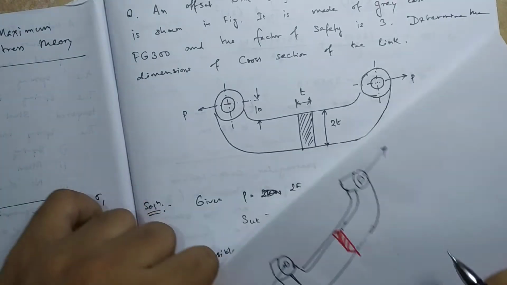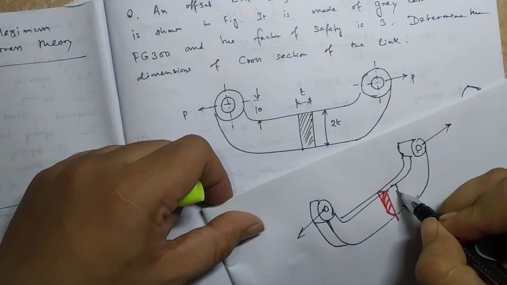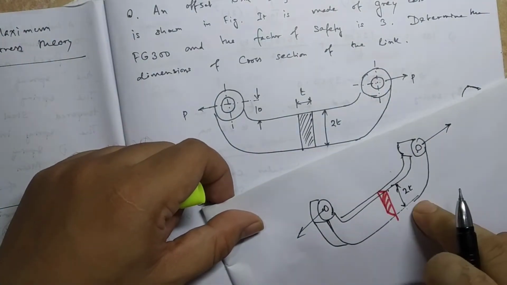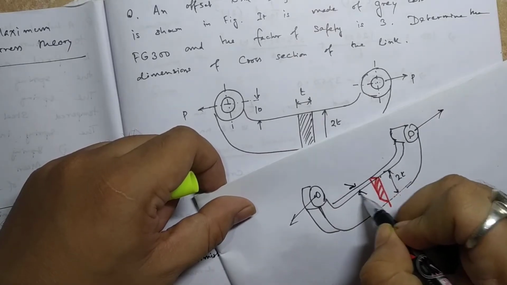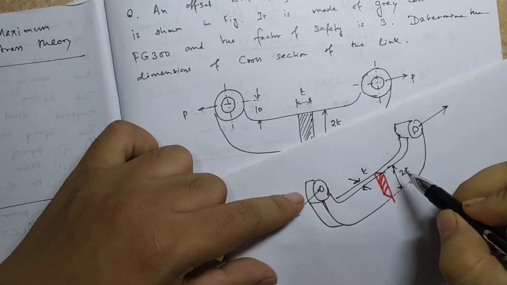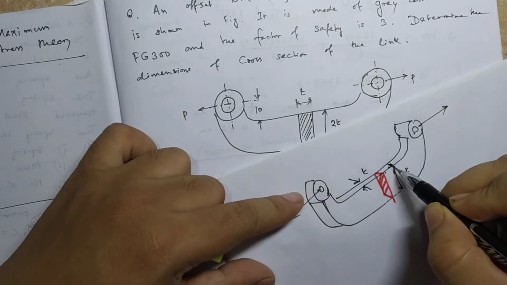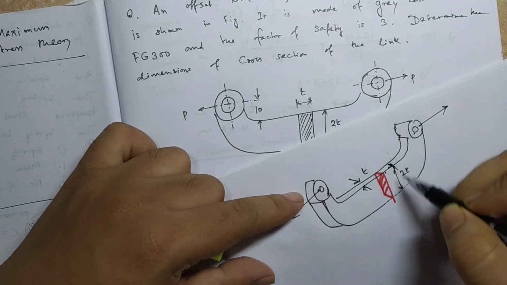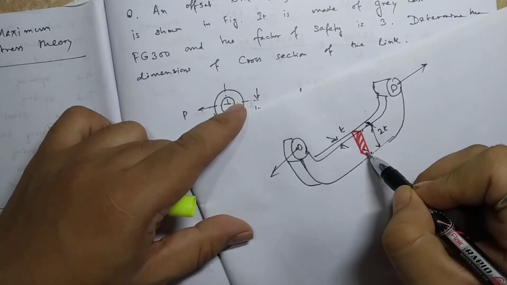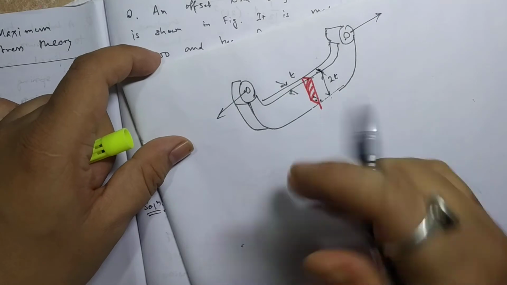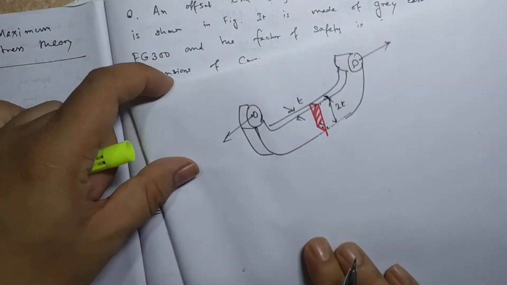Its cross section is given as: this height is 2t, and this part is t. From here to here, this small part is t and this part is twice t. Okay, t is the thickness, you can see, right? So you know the cross section of this. Now let's quickly look at how it will fail.